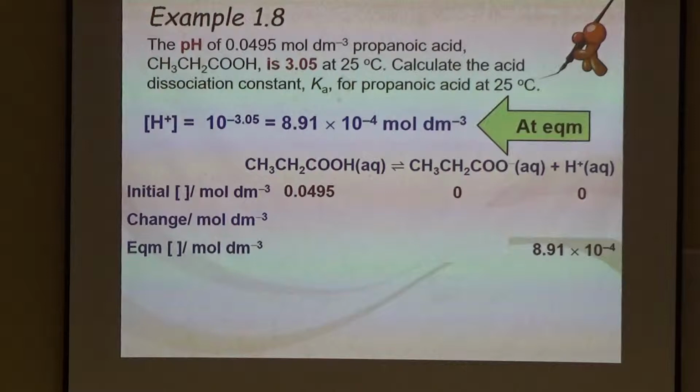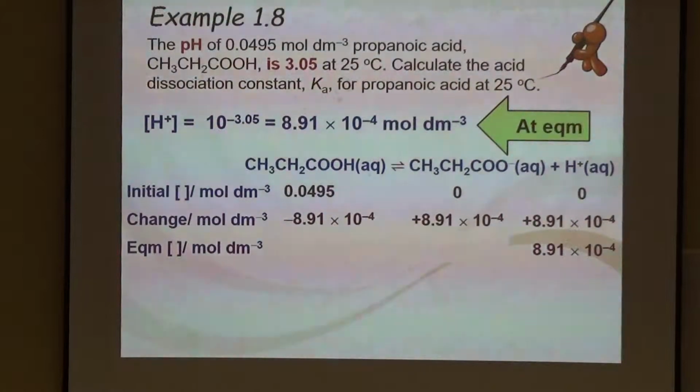Okay, then at equilibrium, you would have calculated from the previous step that the H+ is 8.91 times 10 to the power minus 4. Therefore, the concentration of the acid would drop by 8.91 times 10 to the power minus 4, so minus 8.91. The anion will be plus 8.91 times 10 to the power minus 4. So this will be your equilibrium values.